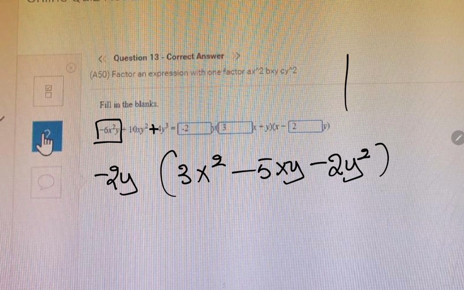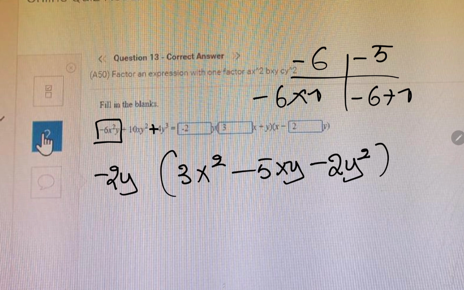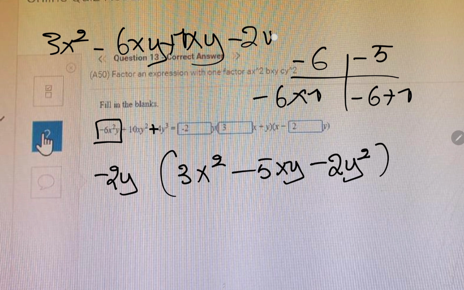Then if we're doing product sum, we're gonna have negative 6 is the product and negative 5 is the sum. So what could be the only possible values? Negative 6 times 1 and negative 6 plus 1. Okay? So now we're gonna substitute. How do we do that? We're gonna take 3x squared, and instead of minus 5xy, we're gonna do minus 6xy plus 1xy minus 2y squared.